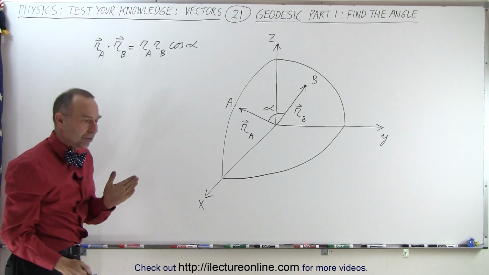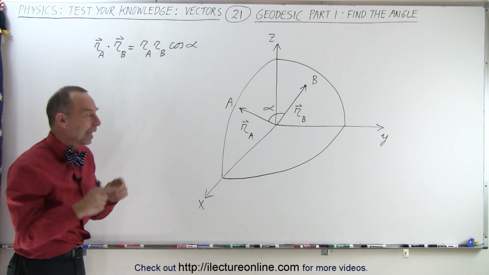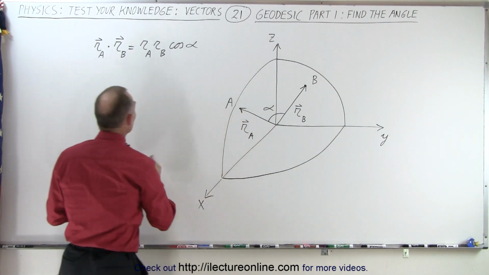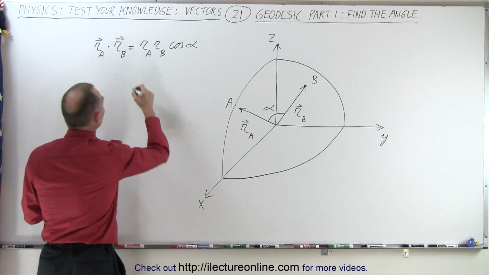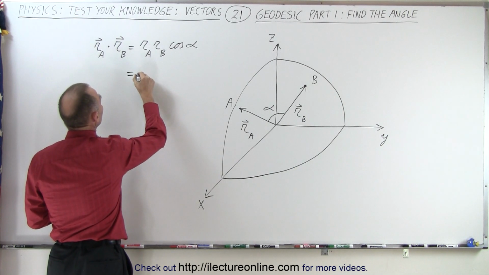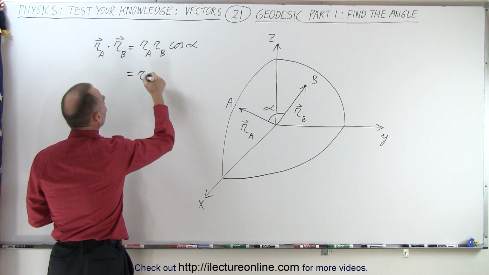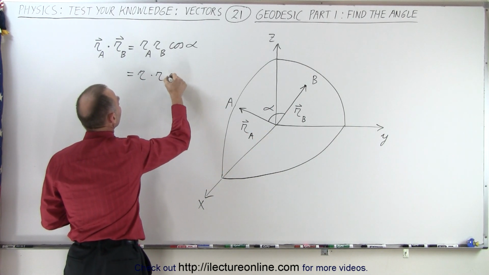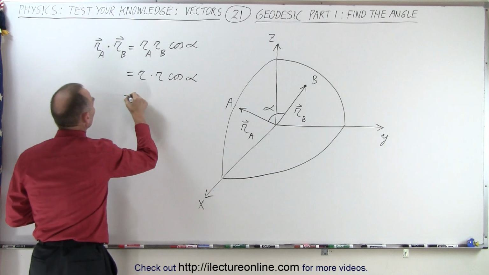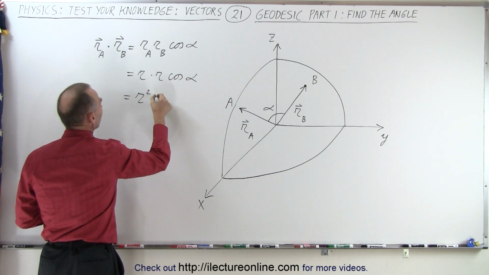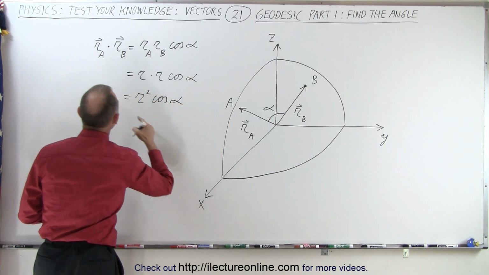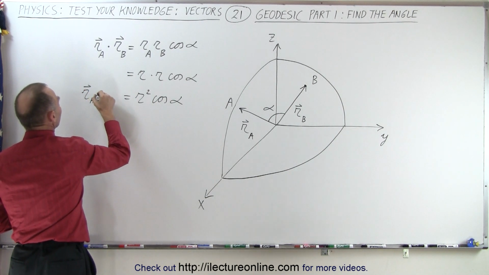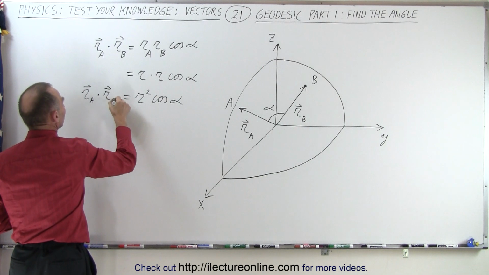Now notice that the length of position vector A will be the radius of the Earth, from the center to the surface. And we know that should be the same for A and B, so therefore we could write this as R, the distance from the center to the surface of the Earth, times R, times the cosine of alpha. In other words, that's equal to R squared times the cosine of alpha. And so that would be equal to the dot product of position vector A and position vector B.